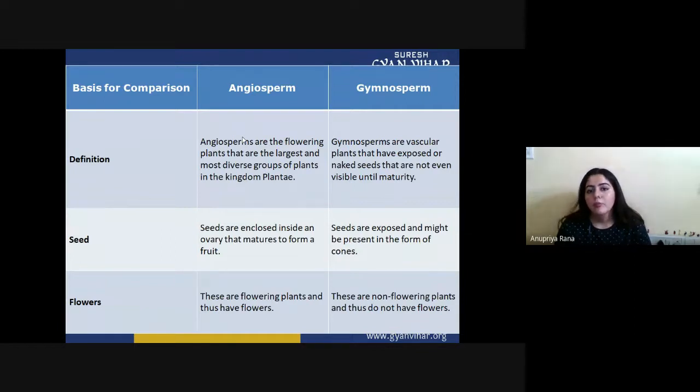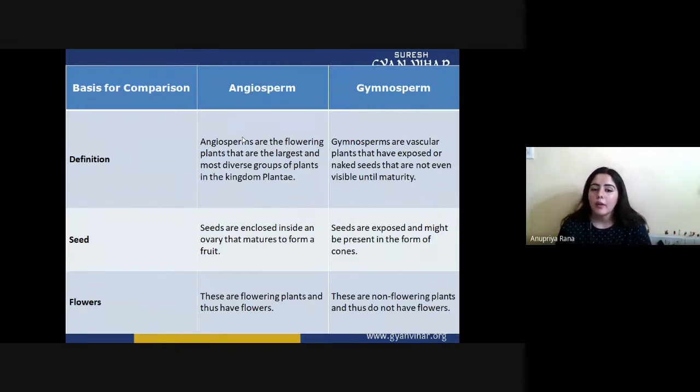But gymnosperms are also vascular plants and have exposed and naked seeds. The first difference is the exposed and naked seeds, not even visible until maturity. That is the seed basis of comparison. On the basis of definition, they are not as diverse as angiosperm plants, and mostly their habitat is limited to xerophytic conditions. Mostly, not all, but most of them.